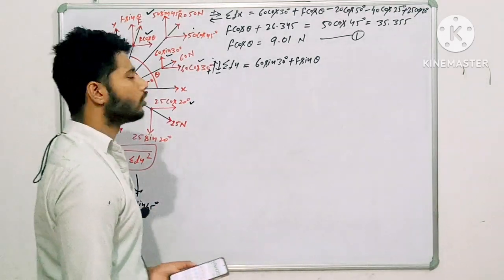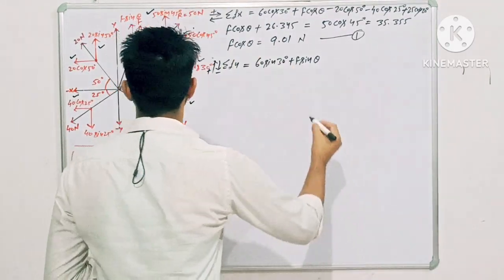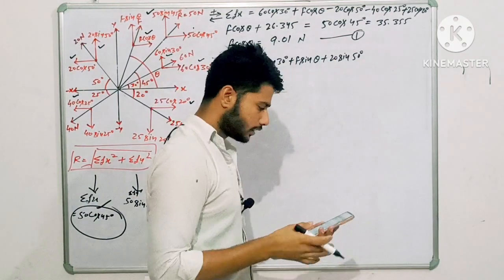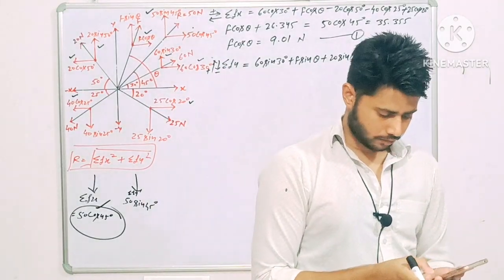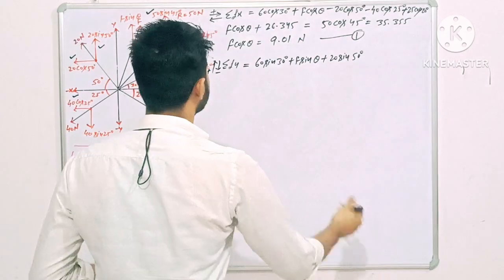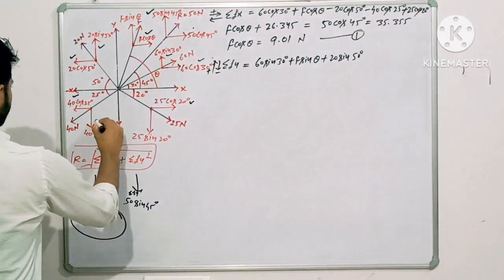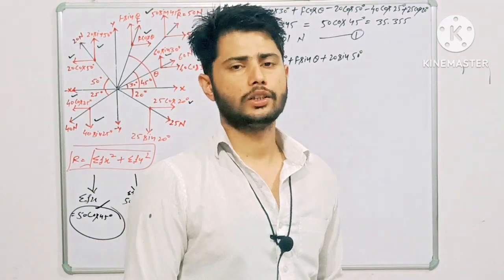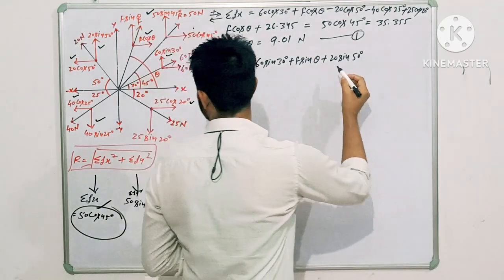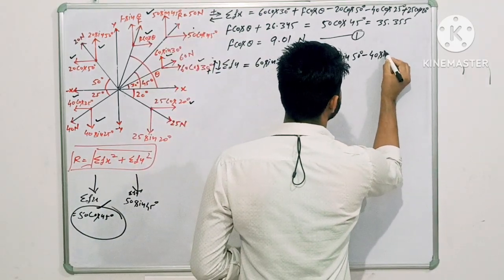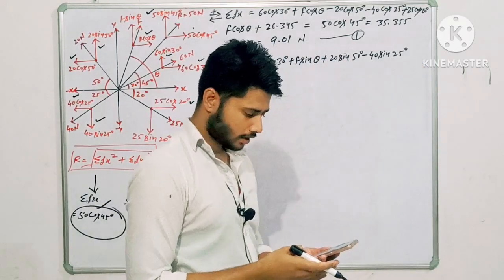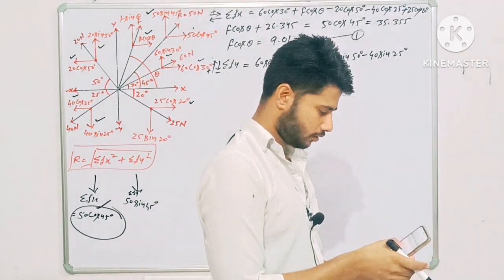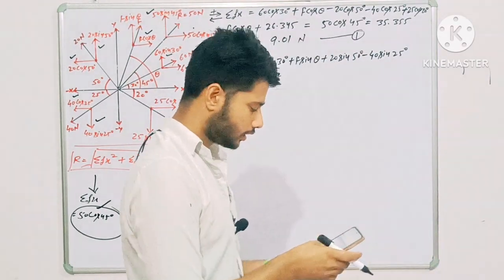Third, 20 sine 50 degrees is going in the upward direction, so you have to take this positive, plus 20 sine 50 degree. I'm adding this, closing the bracket. Now next, 40 sine 25 degree. This force is going in the downward direction, so you have to take this negative, minus 40 sine 25 degree. I am subtracting this, closing the bracket.